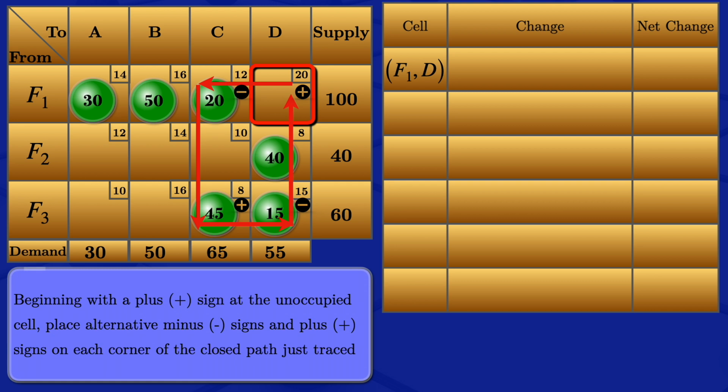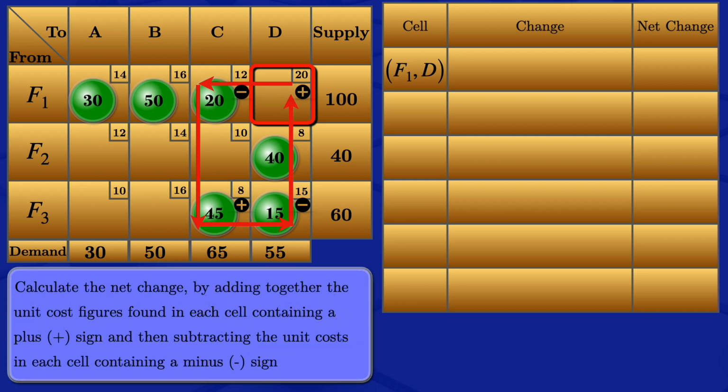We move on to calculate the net change. In this case, it's 20 minus 12 plus 8 minus 15. This will give us a net change of 1.